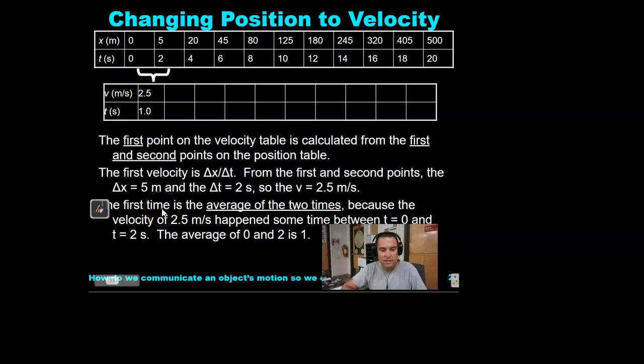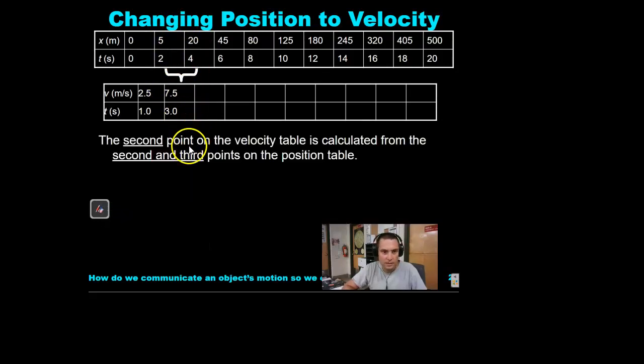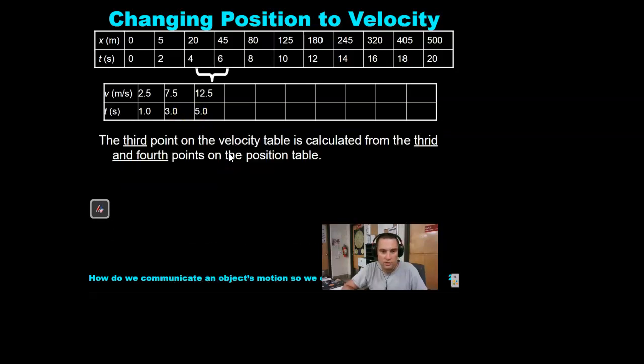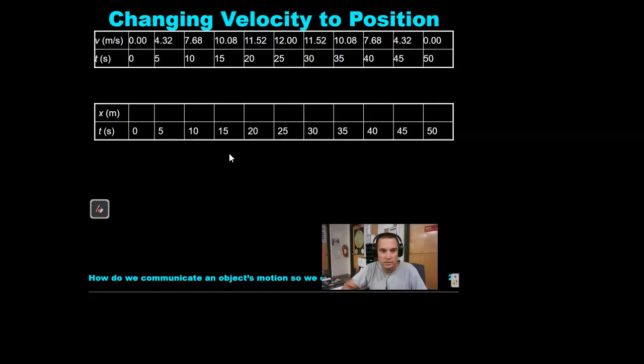The time is 1 second, the average of the two times, because the velocity of 2.5 meters per second happened at some time between t equals 0 and t equals 2 seconds. So it's the average of these 2 points. Same thing: final minus initial, divided by the average. Second point, and then it's going to continue to go on. The average of 4 and 6 is 5.